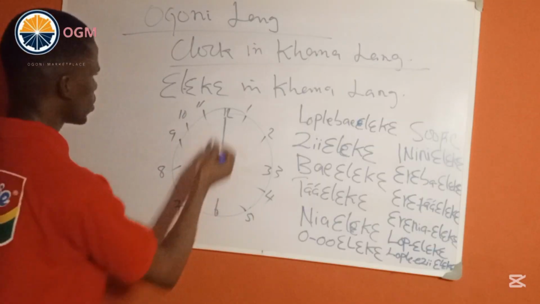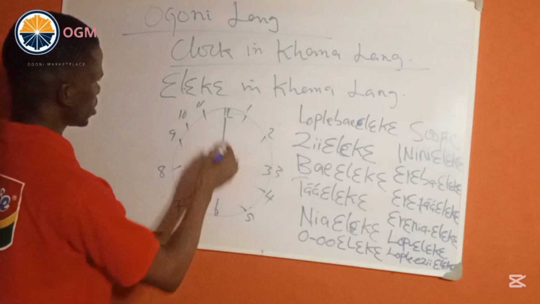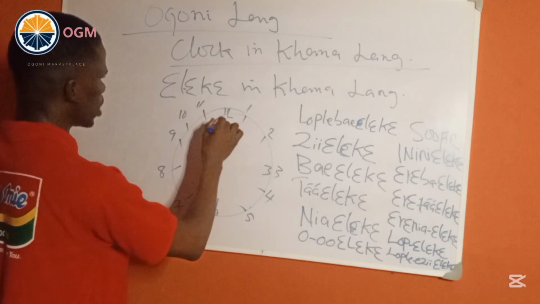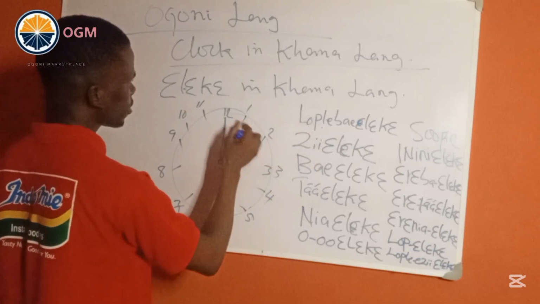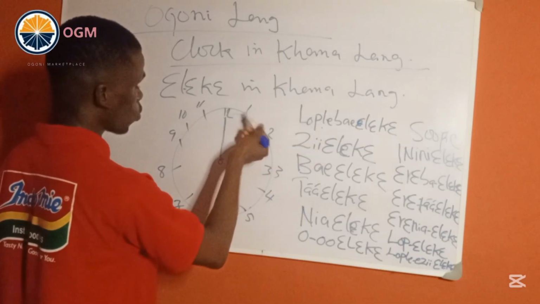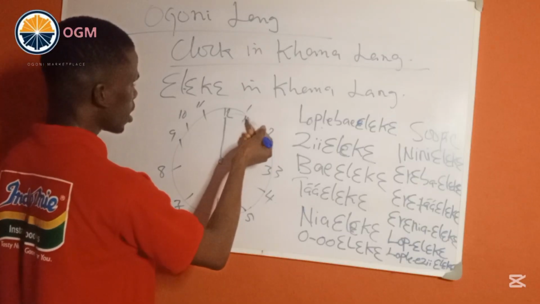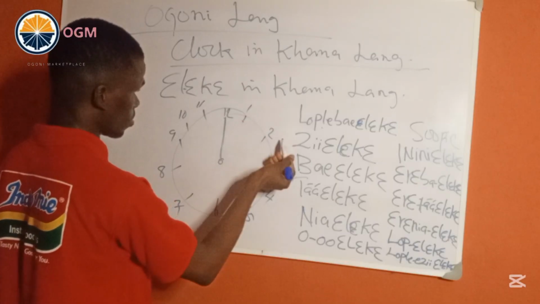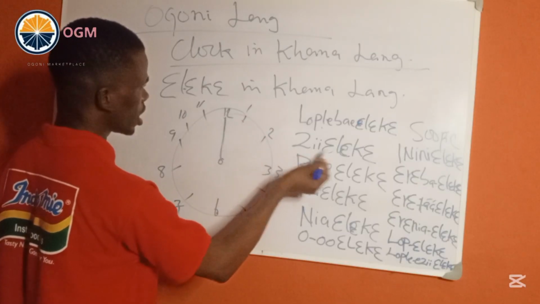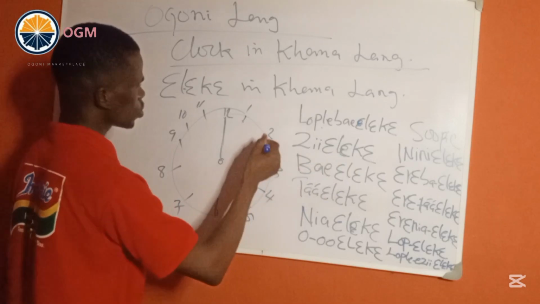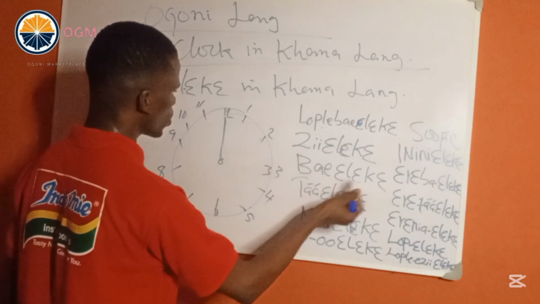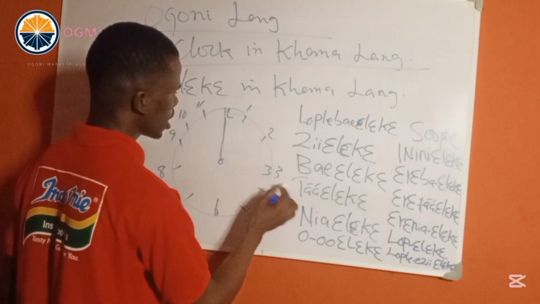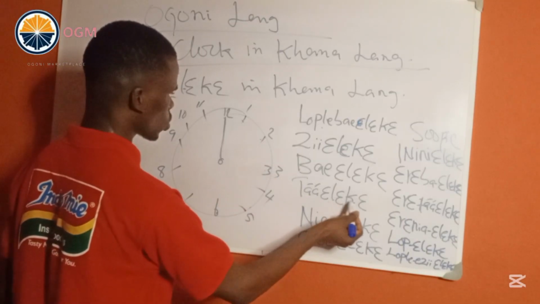So let's start from the beginning. Here we have lob eleke. We have zin eleke, which is 1 p.m. Yes, 1 p.m. is called zin eleke son pied. Then 2 p.m. is called ba eleke son pied, while we have 3 p.m. as ta eleke son pied.